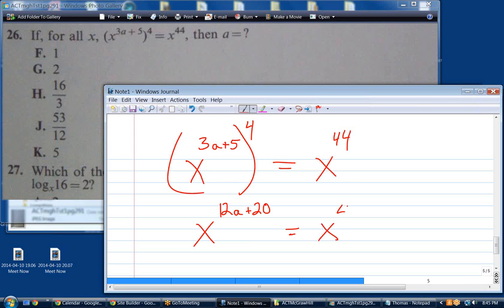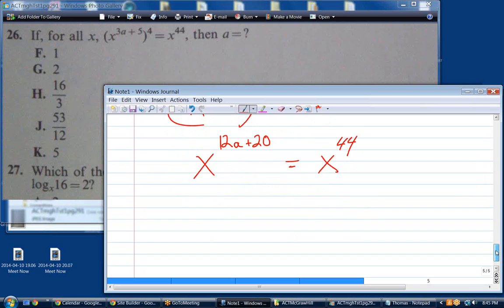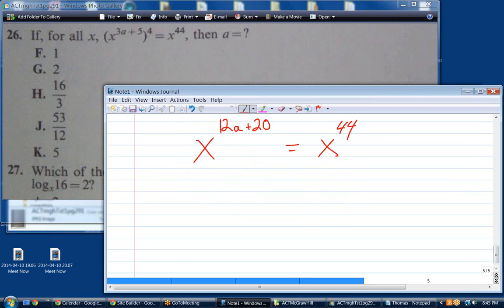Now, if I have one base to an exponent equals the same base to a different exponent, what can I say about the exponents? What has to be true? They have to be equal. Yeah, it's the only way it can be. So now the problem becomes easy. Solve that. A equals 2. Good.